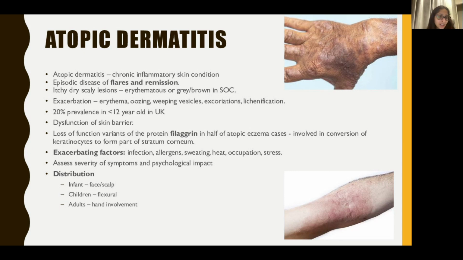So the distribution can vary depending on the age group. In infants, you may see it around the face or the scalp. In children, you'll see it in the flexural areas, such as the elbows. And in adults, you may see hand involvement.